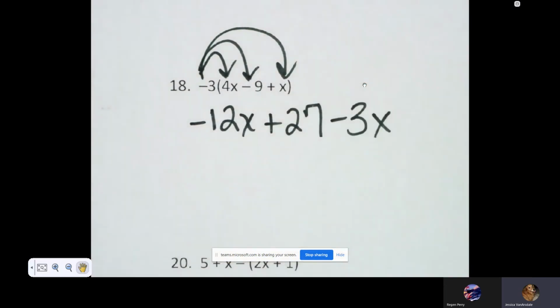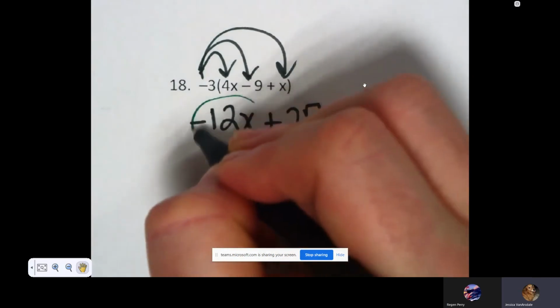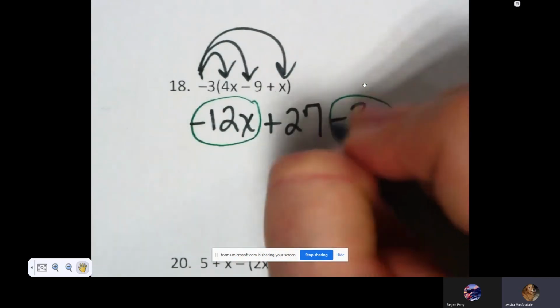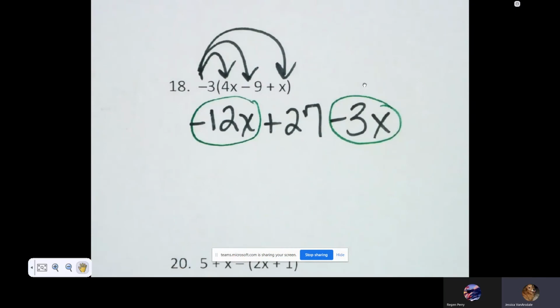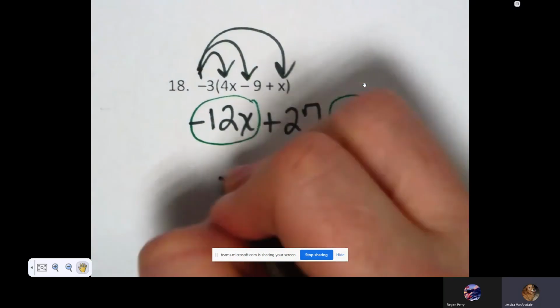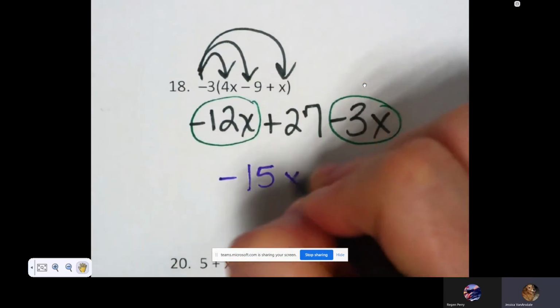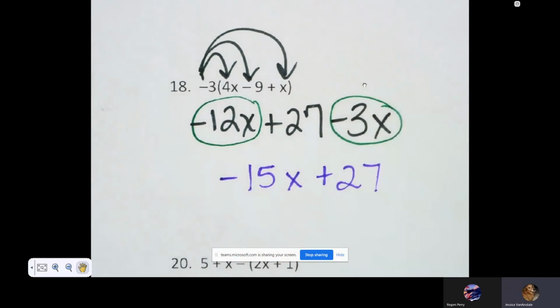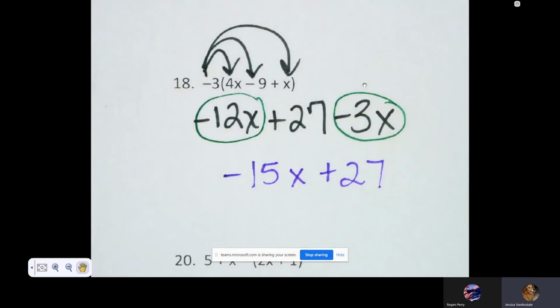Now we got to combine like terms. So we've got -15x, good, Lyle, -15x plus 27. Well, it probably would have helped you when you were doing it if you had done this first. So maybe it would be easier now.